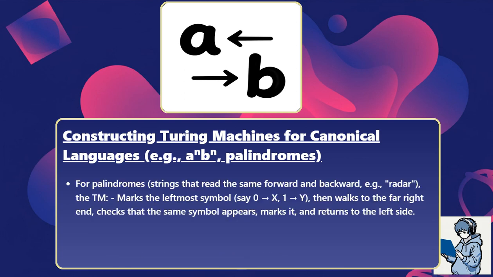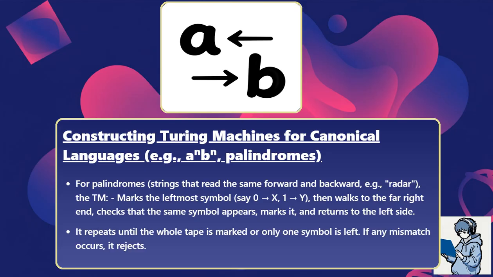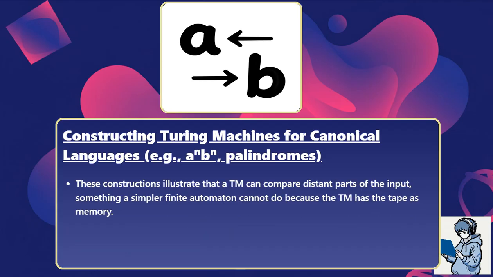For palindromes, the Turing machine marks the leftmost symbol. For example, 0 becomes X, 1 becomes Y, then it walks to the far right end, checks that the same symbol appears, marks it, and returns to the left side. It repeats this until the whole tape is marked or only one symbol remains. If any mismatch occurs, it rejects. These constructions illustrate that a Turing machine can compare distant parts of the input, something a simpler finite automaton cannot do, because the Turing machine has the tape as memory.